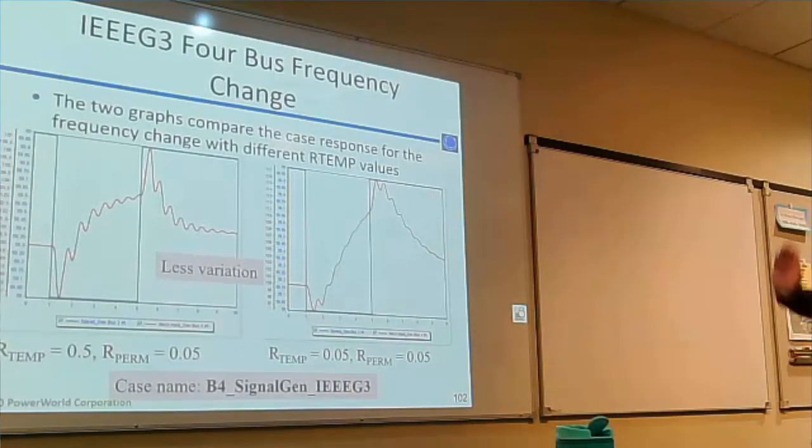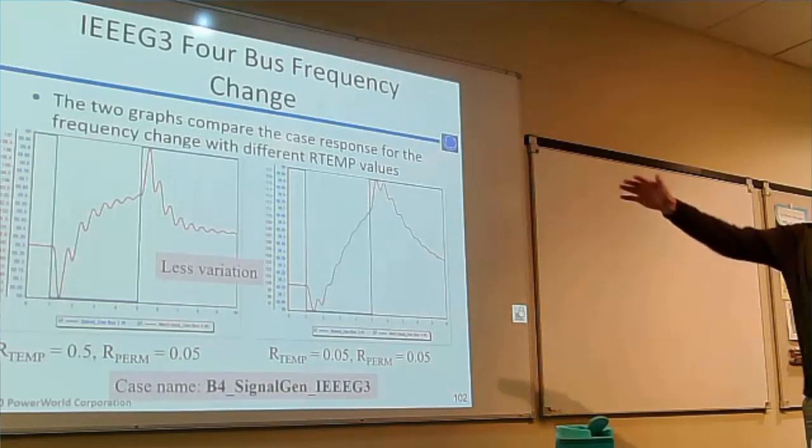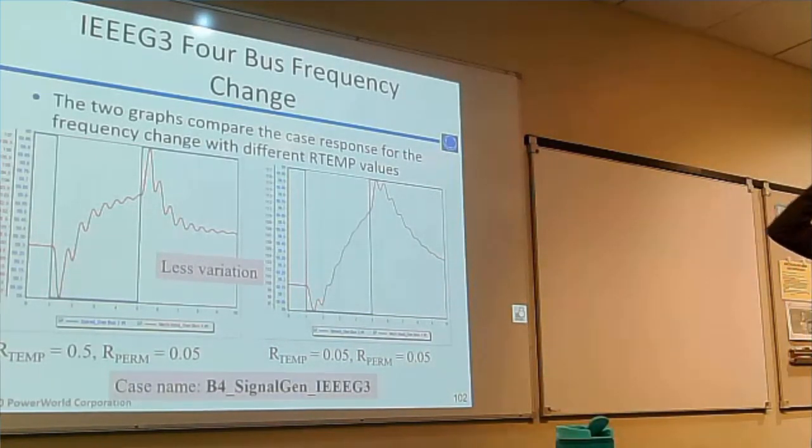But if you're interested in seeing how an IEEE-G3 responds, B4 signal gen underscore IEEE-G3 shows the response here, and it compares different values of R temp versus R perm, and you can see how they compare on their response.